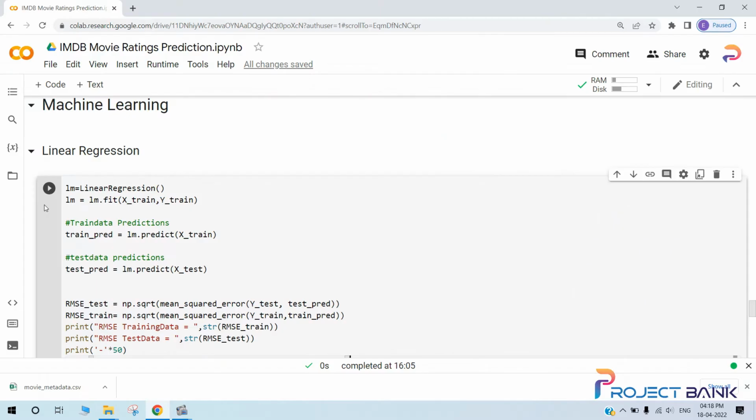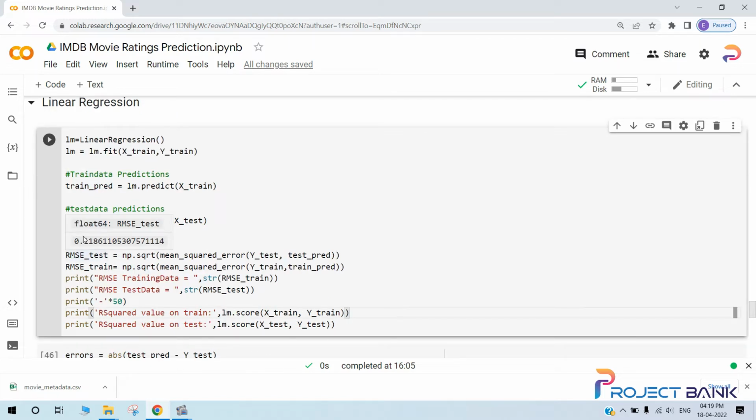In this session, we are trying to build the machine learning model for movie rating predictions. Among all the machine learning models we have, first we are trying the linear regression model. Here the linear regression is stored in the variable lm, and we have used model.predict for xtrain and xtest data, that is lm.predict(xtrain) and lm.predict(xtest).